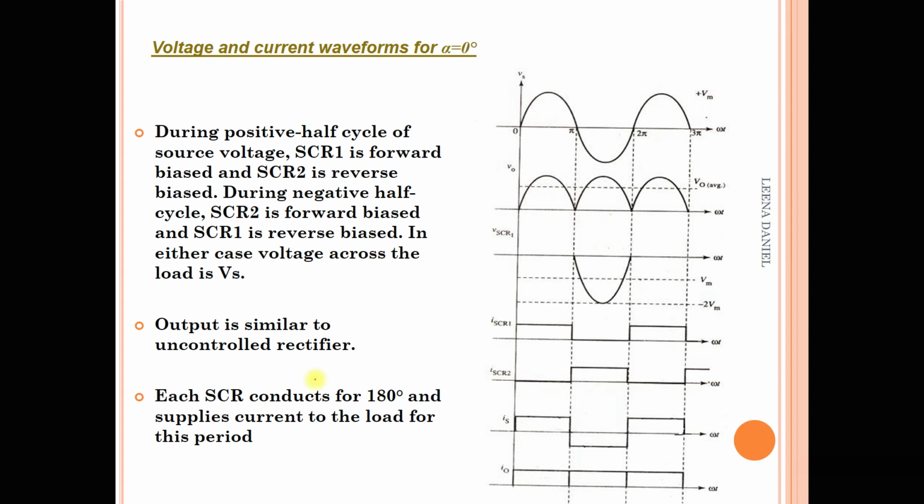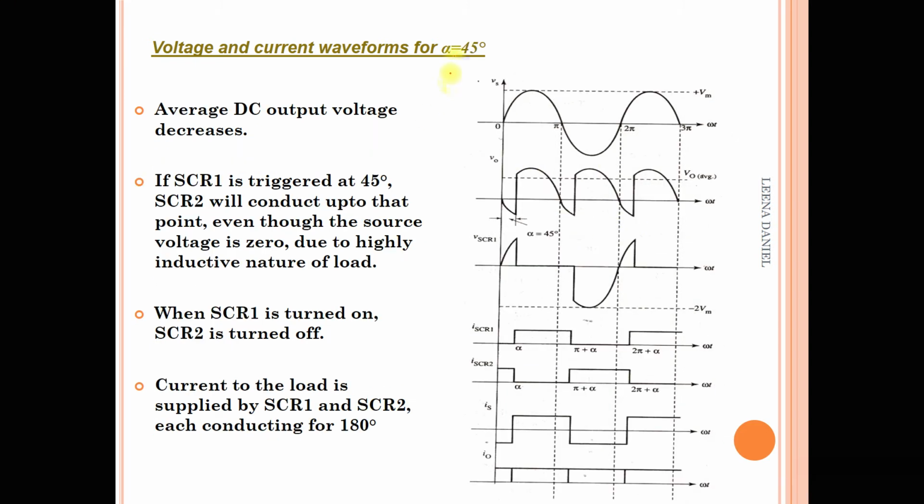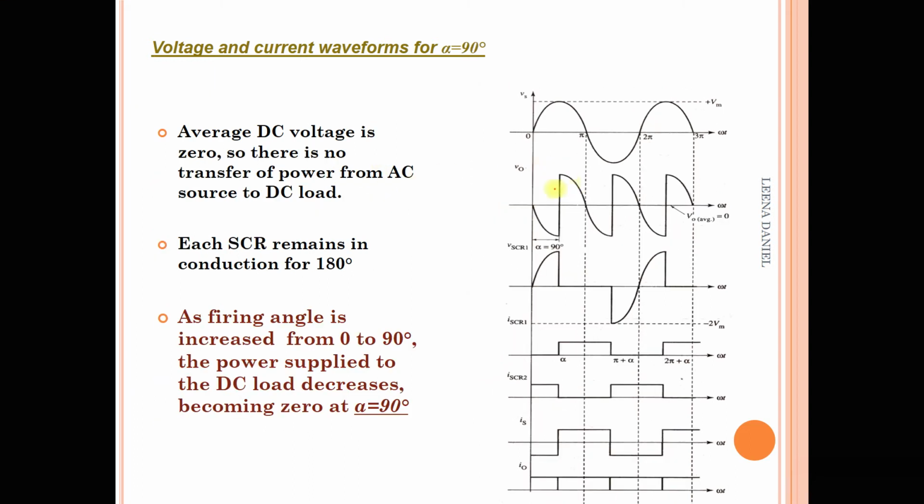Next, these circuits can be operated, can be drawn for different firing angles. So at alpha equal to 0 degree, we get the full wave. Okay, no need to explain this. This is similar to the diode circuitry. For alpha equal to 45 degree, the waveform would be like this, which means it is less than 90 degree. For alpha equal to 90 degree, we get half output.